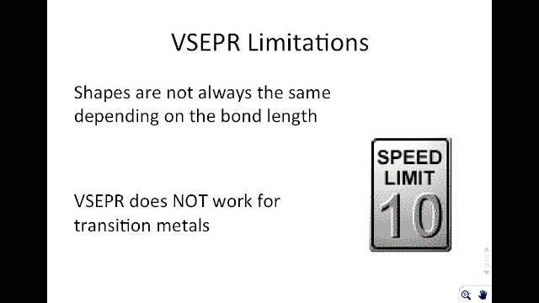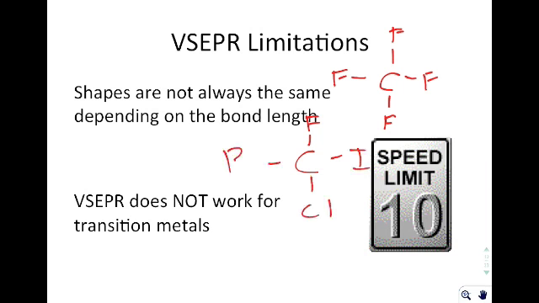So there are limitations to VSEPR. The first one is that it's limited to covalent compounds. And the second one is that the shapes are not always the same depending on the bond length. So if you were to have a carbon connected to 4 fluorines, it's going to take a particular shape. If you were to take that carbon and then bond it to fluorine, iodine, chlorine, and bromine, you're not going to get the exact same shape. It's going to be pretty close, but it's not going to be the exact same shape.